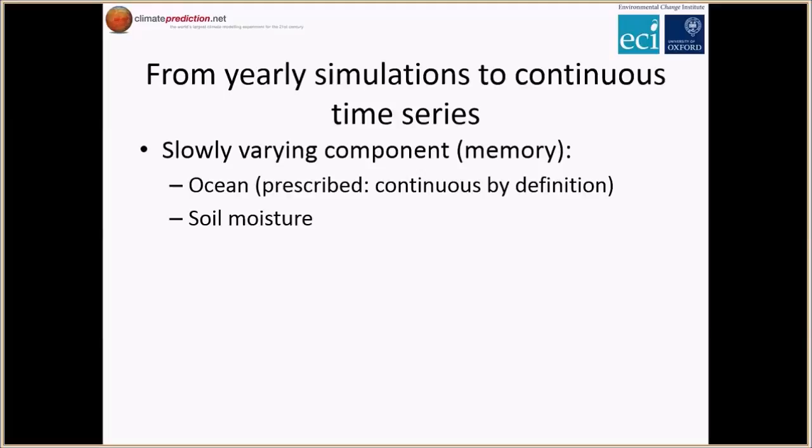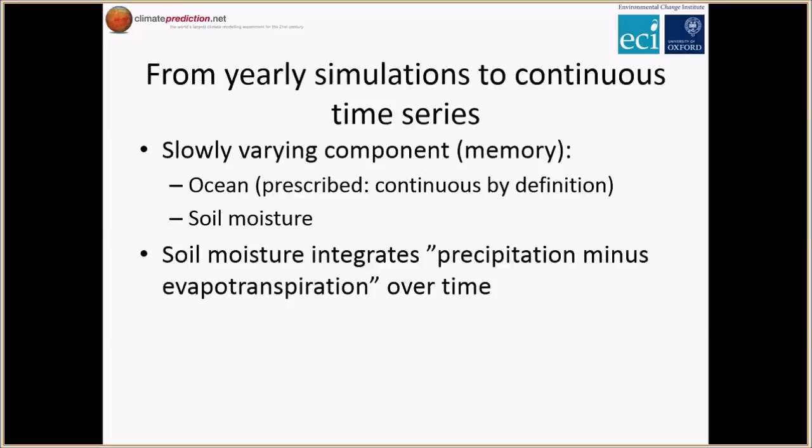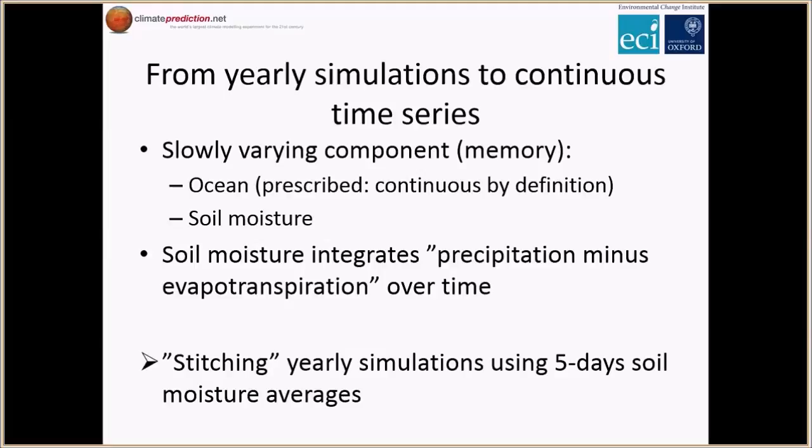And another variable which exhibits memory and may impact the weather is soil moisture. And soil moisture has another very nice property, which is that it is basically an integrator in time of precipitation minus evapotranspiration. So when we are looking at our single years to put them together, if we make sure that soil moisture is continuous, we ensure also that the history of the weather is similar as well. So basically, our approach is to stitch, if you like, yearly simulations using 5-day soil moisture averages.